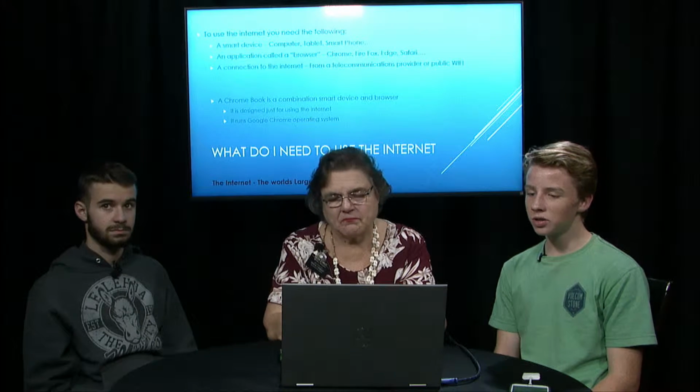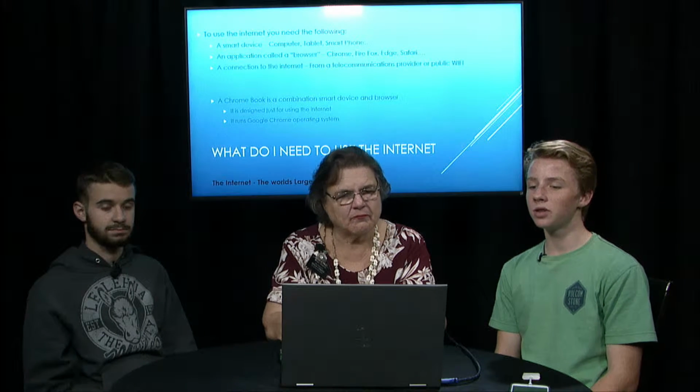A Chromebook is a combination of smart devices and a browser. It's mainly designed to use the internet, and that's the main thing it does. So that's just one example of something you can use to use the internet.